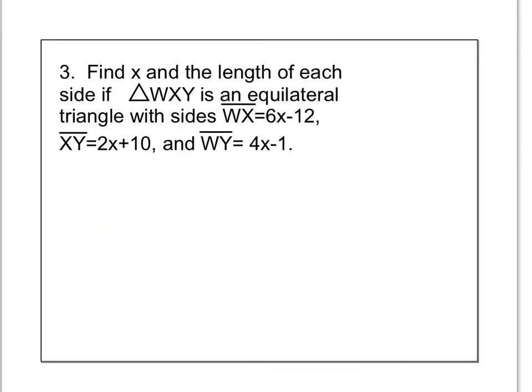Please pause the video, try number 3. So what I've drawn here is an equilateral triangle, WXY, where all three sides are equal, equilateral. And then I'm going to label the stuff. So from W to X is 6x minus 12. From X to Y is 2x plus 10. And from W to Y is 4x minus 1. And we have to solve for x and the length of each side.